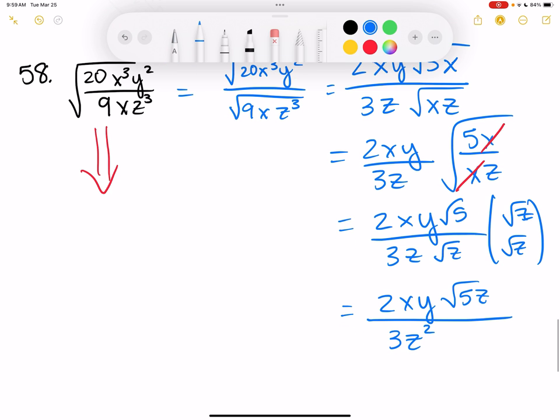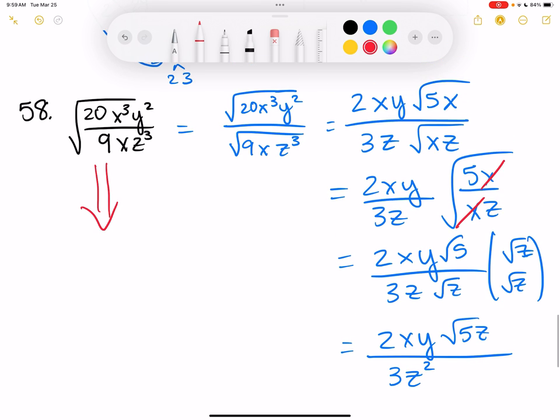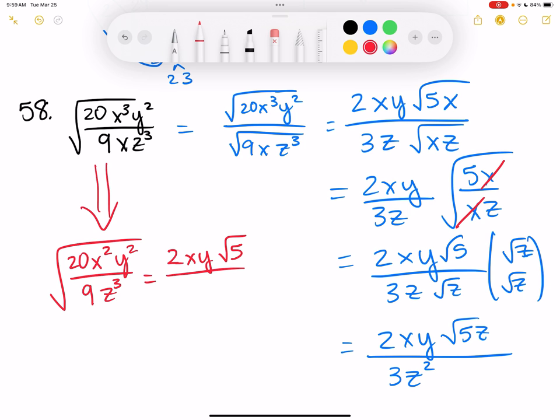Alright, so the first thing I would have done over here is I would have started simplifying before I ever did this, because I ended up with way too many steps in here. So x into x cubed, that's going to give me up here 20x squared y squared over 9z cubed. And then I would have, without actually splitting it, I mean you can split it, but I would have gone straight to 2xy root 5 over 3z root z.